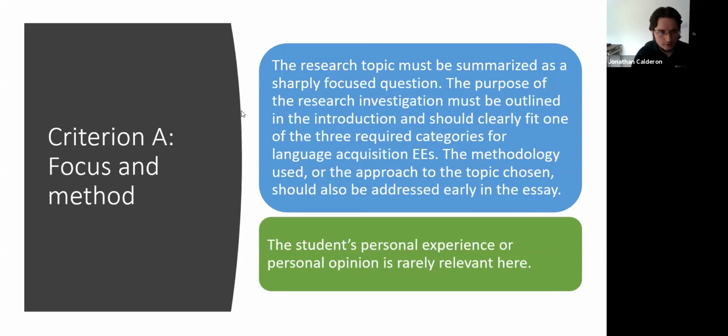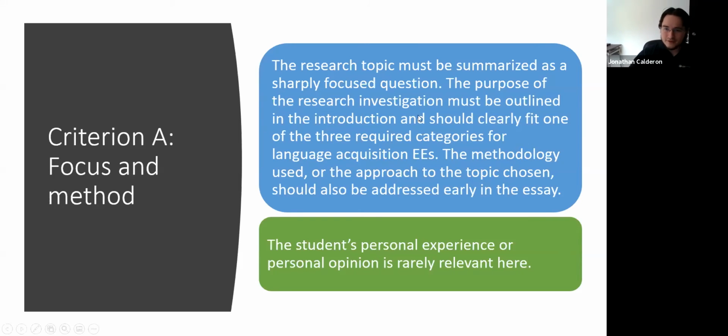So the research topic must be summarized as a sharply focused question. Okay, number 1, research question, okay? It must be a question. Although this sounds kind of obvious, sometimes the students don't really think in questions. So you ask them, what do you want to do? Oh, I want to explore the civil rights movement. So what is the question that you're going to ask? What do you mean, the question? So we have to make sure that they ask a question, okay?